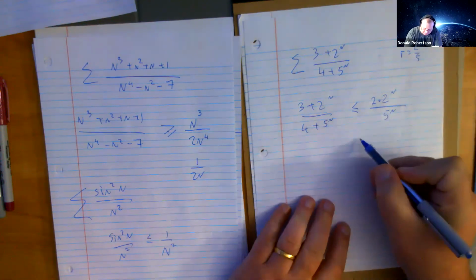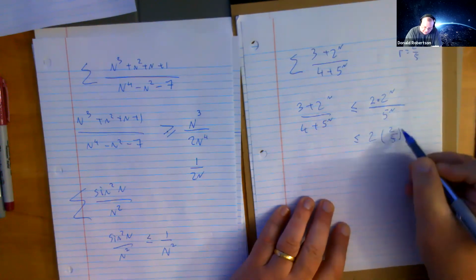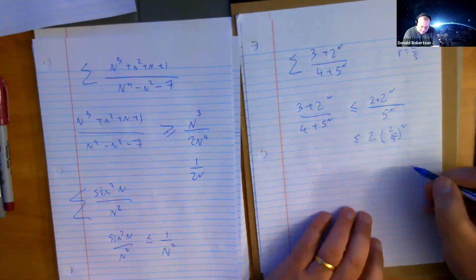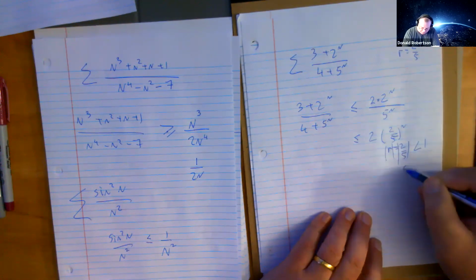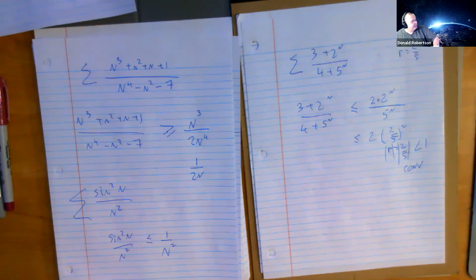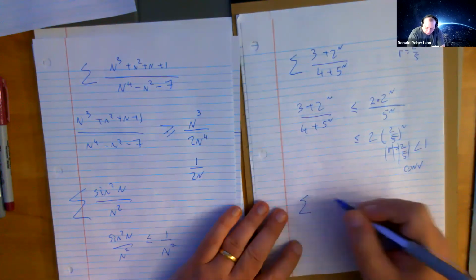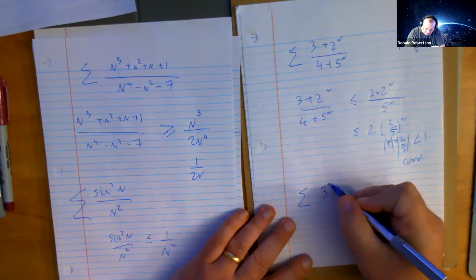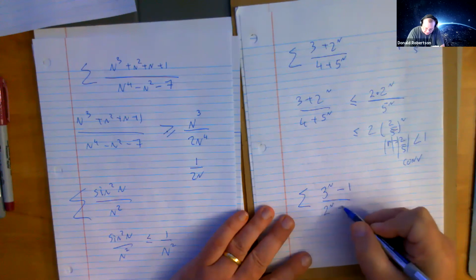Now, a little bit of tidying up here. Do you recognize a geometric series? R is 2/5, the absolute value of which is less than 1. It converges. Now this one, I'll give you one more easy one, then one real stinker. How about 3 to the n minus 1 over 2 to the n plus 1?